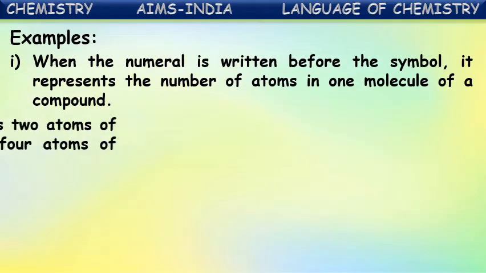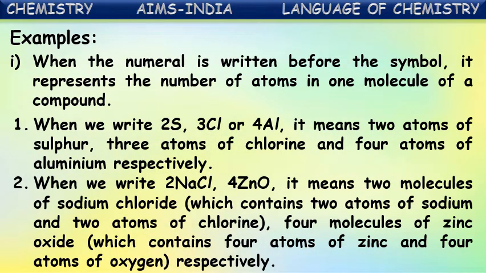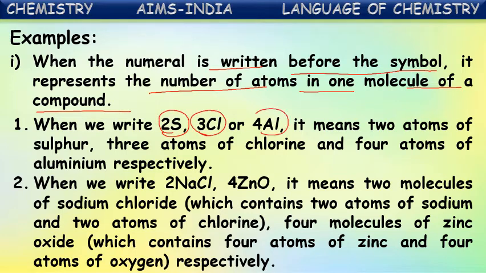Here we will go through some more examples. See here. When the numeral is written before the symbol, it represents the number of atoms. When we write 2S, 3Cl, 4Al, what does it mean? It is only a symbol, isn't it? It is not a compound. So it has 2 atoms of sulfur, 3 atoms of chlorine and 4 atoms of aluminium respectively.